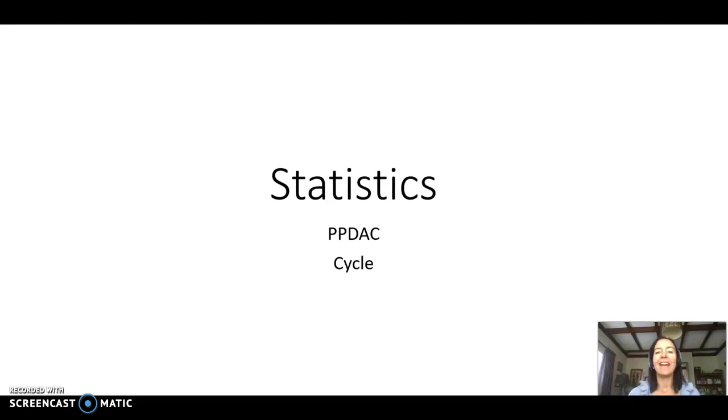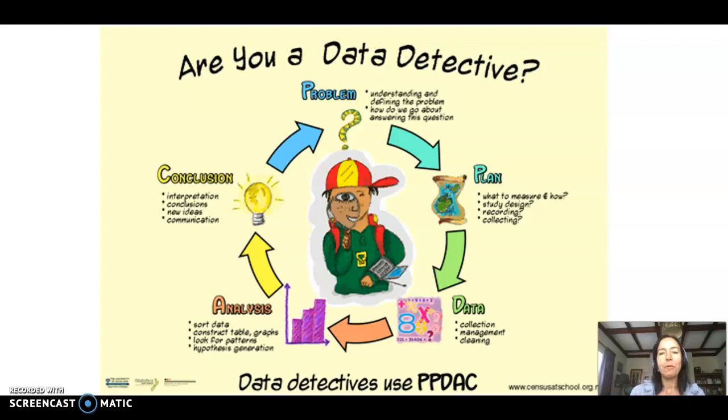Today we're going to be looking at the statistics PPDAC cycle. So you've probably seen these posters maybe in your classroom at some point in your life. And the PPDAC, remember, it's a cycle. It's going round and round. We generally start with the problem, but because it's a cycle, you can always go back and think about any other area that you need to. But we're just going to go in the order starting from problem.